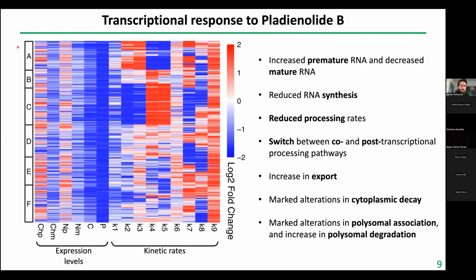So in this heat map, you see, again, genes on the rows, while on the columns you have, again, expression levels and kinetic rates. But this time, you are not looking at absolute values, but you're looking at the modulation of these quantities in response to Pladienolide B compared to the untreated counterpart. Specifically, red means that the quantity is going up, and blue means that it's going down. So, looking at this heat map, we can see immediately that premature species, so chromatin and nucleoplasmic premature RNA, is going up, as expected due to the effect of the drug. And the reason is that K2 and K5, which are the splicing rates, are globally going down. However, this is not always the case, because there are sets of genes here and here, which switch from an efficient post-transcriptional processing to an efficient co-transcriptional one, and vice versa.